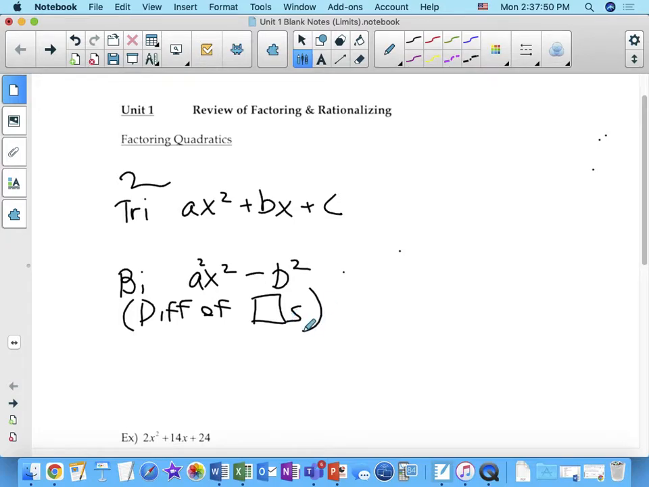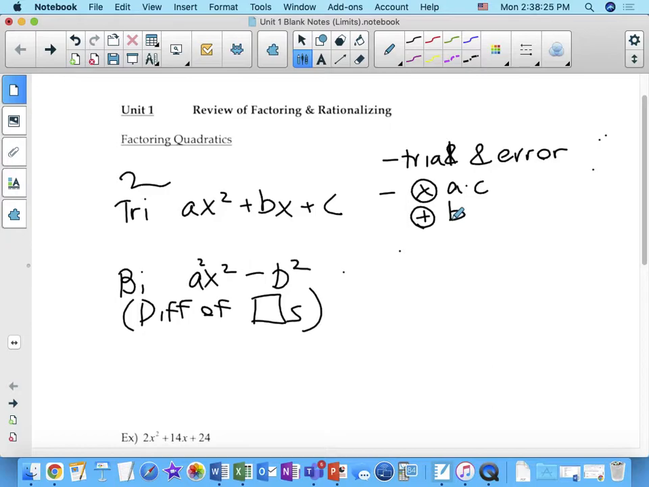Now when we're factoring a trinomial, there's a couple of ways that you can do it. You can use guess and check, trial and error. Or you can look for two numbers that multiply to a times c and add to b, if you want to do it more systematically. And I'm assuming you guys have a lot of practice with this kind of stuff at this point.